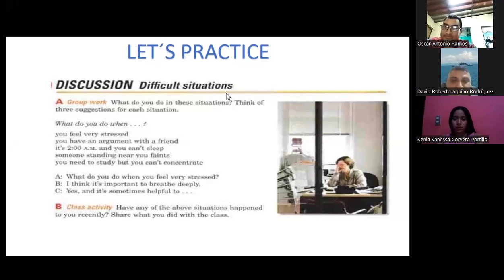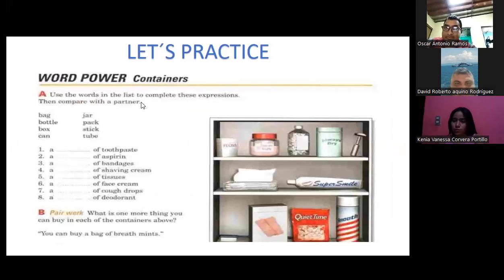Okay, students, congratulations for the practice. We have seen that you have been discussing some common situations and some remedies or possibilities that we can try. So let's see what happened here, and we go on to the next part. Let me show you here. And also we have containers. That's the next topic. We're talking about containers.